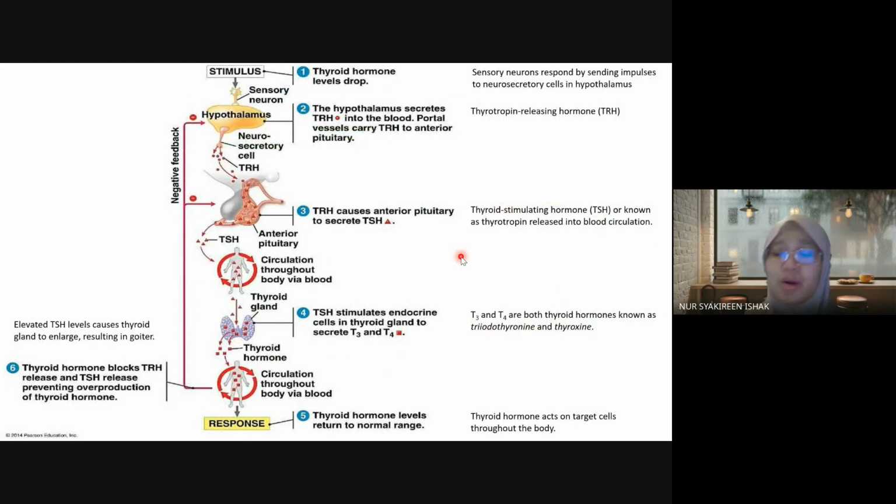So this is how the thyroid hormone is regulated. Okay, within your body, what is the stimulus?